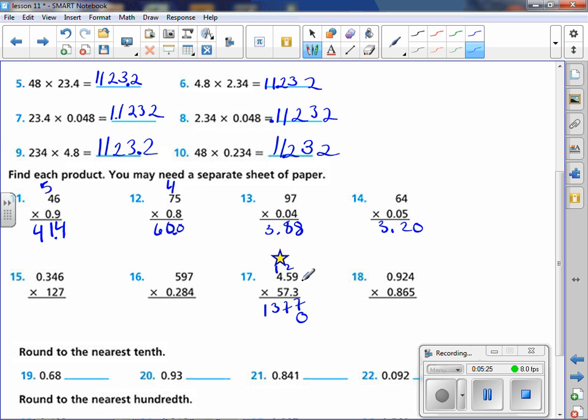9 times 7 is 63, so I'm going to put my 3 down. I'm going to carry my 6. Okay, I used this already. 7 times 5 is 35, plus 6 is 41. So I'm going to put my 1 and I'm going to carry my 4. 7 times 4 is 28, plus 4 is 32.